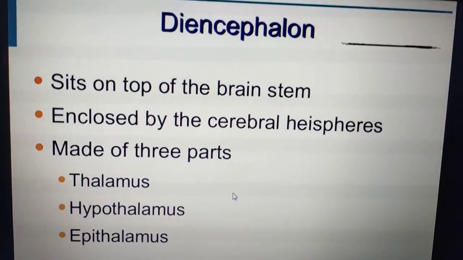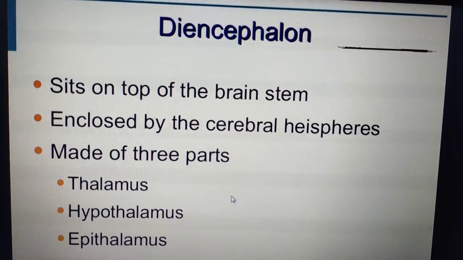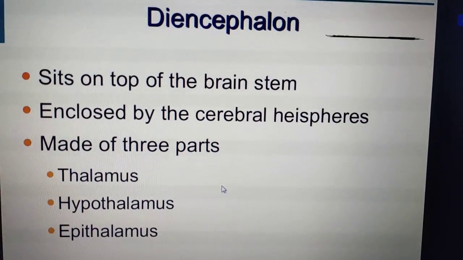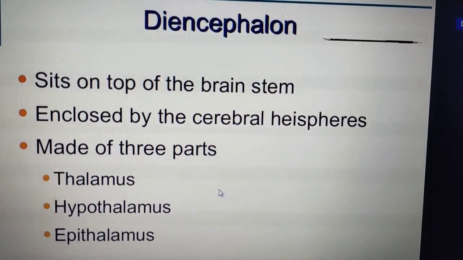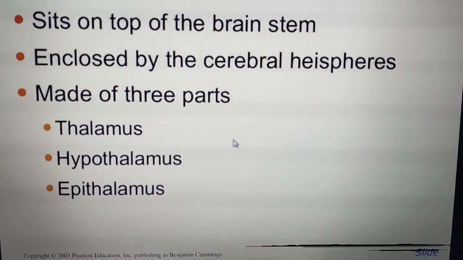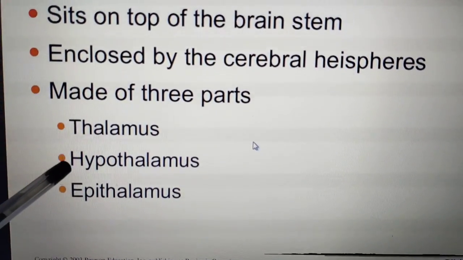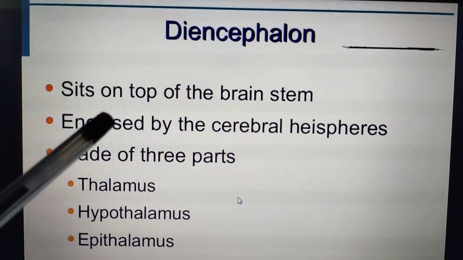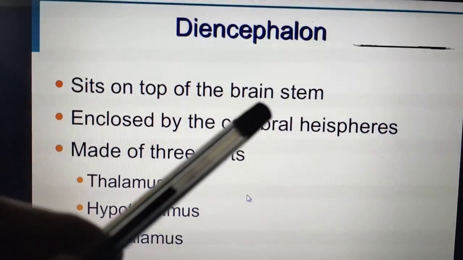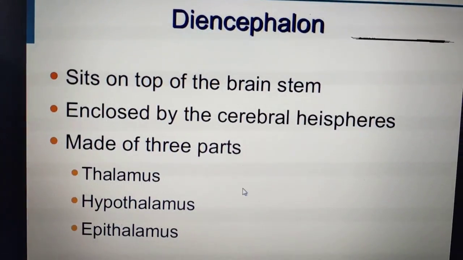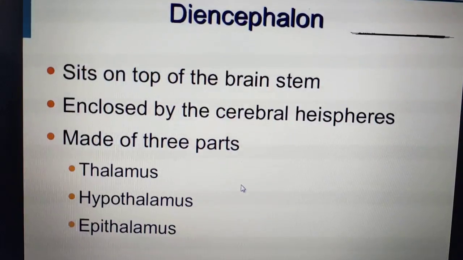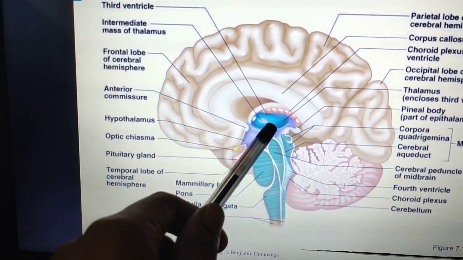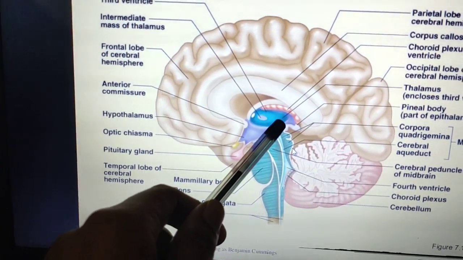The next part of the brain is the diencephalon. This sits on top of the brainstem, enclosed by the cerebral hemispheres, and is made up of three parts. What are those? Thalamus, hypothalamus and epithalamus. So what is the diencephalon? The diencephalon sits on top of the brainstem. We have seen a bluish color. I will show you once again. See, this is the diencephalon, the blue part.